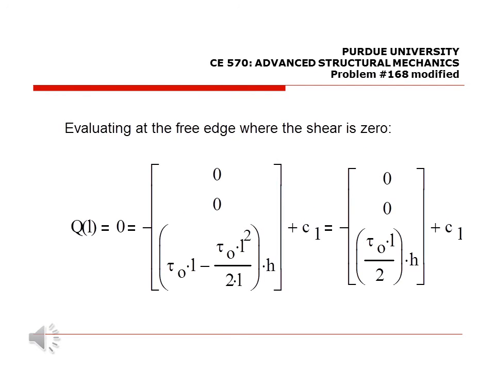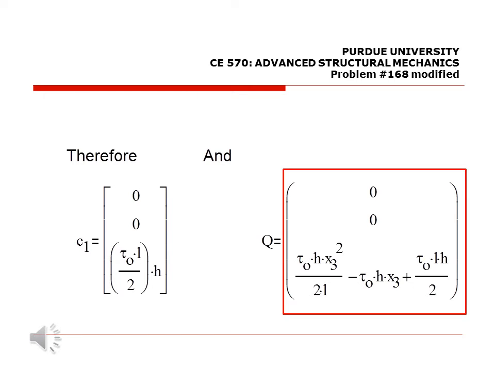To find the value of the constant C1, we must evaluate Q at L where the shear is 0. Therefore, the constant C1 is 0 in E1, 0 in E2, and tau naught L over 2 times h in E3. And substituting in the previous expression, the Q expression is given as follows.